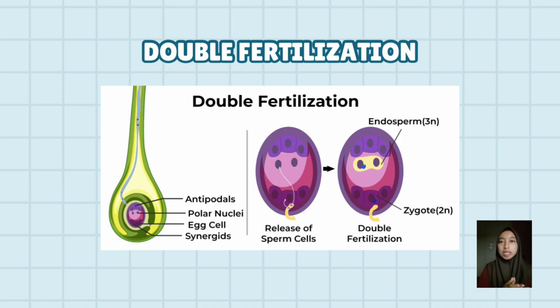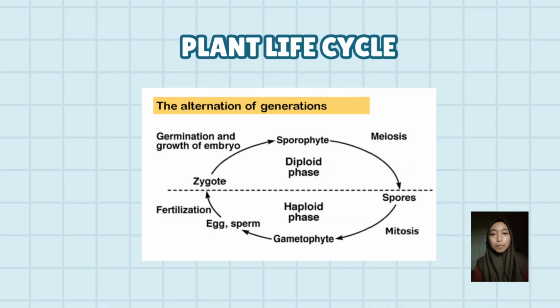Each ovule is originally surrounded by two integuments. After fertilization, these integuments grow harder and form the seed coat. Meanwhile, the ovary wall thickens and becomes the pericarp. It is the outer wall of the fruit. So in short, double fertilization results in both a zygote, which grows into a new plant, and endosperm, which nourishes it.